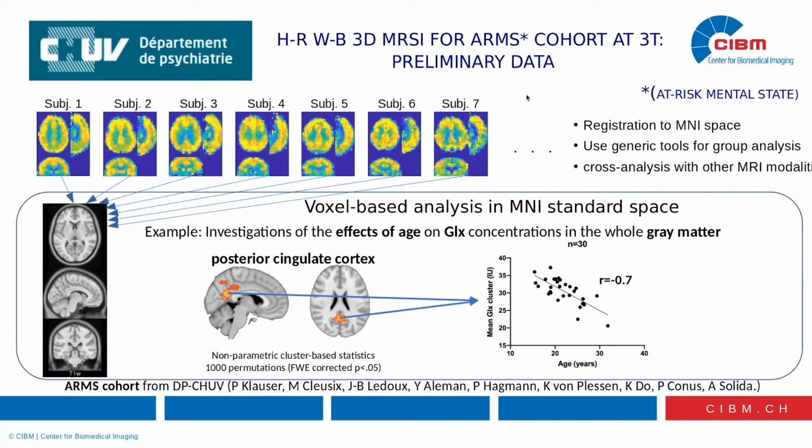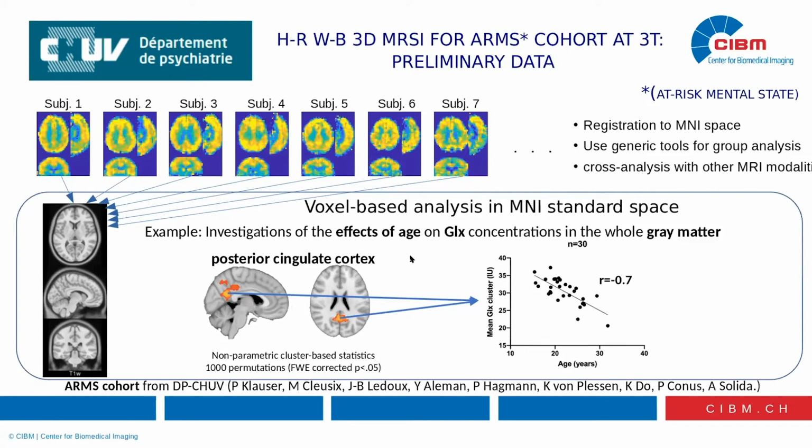we decided to analyze all these subjects in an MRI standard space. That means that you have to warp all the metabolite maps into a standard space that is supposed to represent the brain of an average population. And okay, that's a specific choice in analysis, but that's great because, having all our metabolite maps now in the MNI standard space, we can use all generic tools for group analysis.